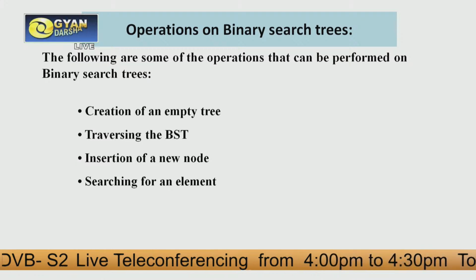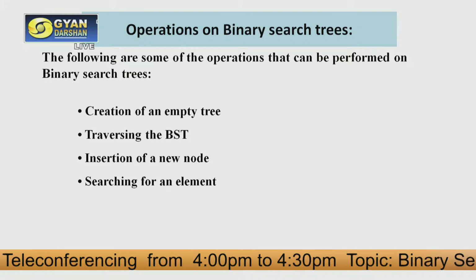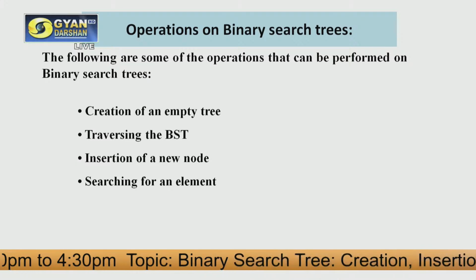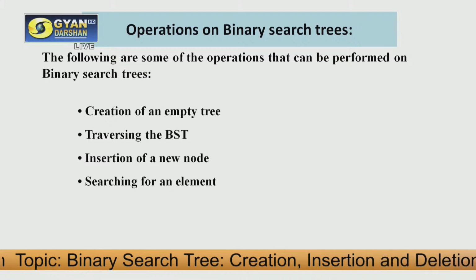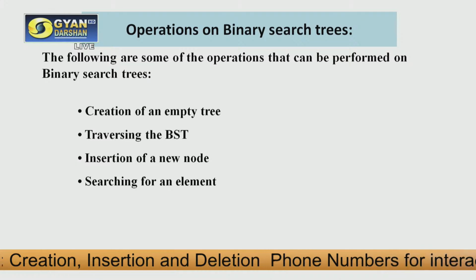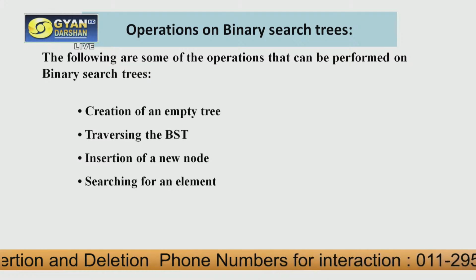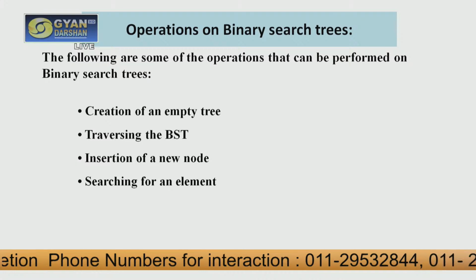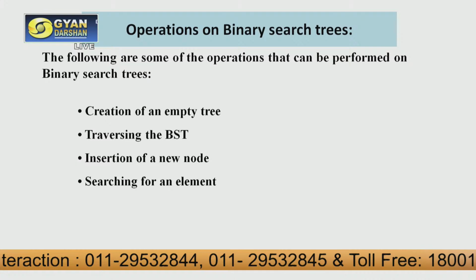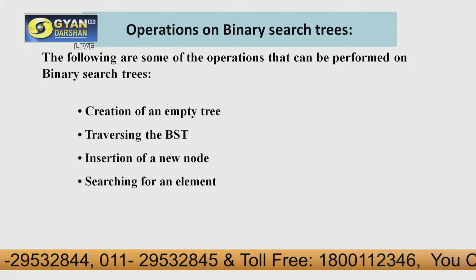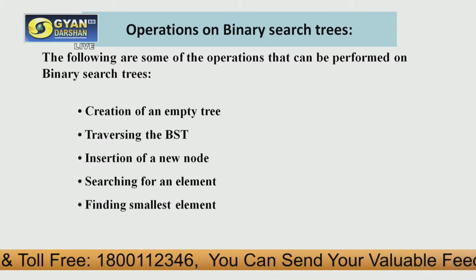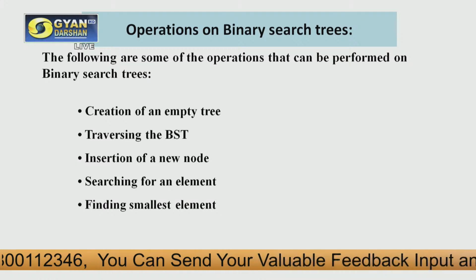So if the BST, the binary search tree, is almost balanced, then the order of time complexity to search an element will be O(log n), because every time we are ignoring approximately half of the elements in one step. So if we calculate the time complexity, it will come out to be order of log n. Similarly, we can find the smallest element.